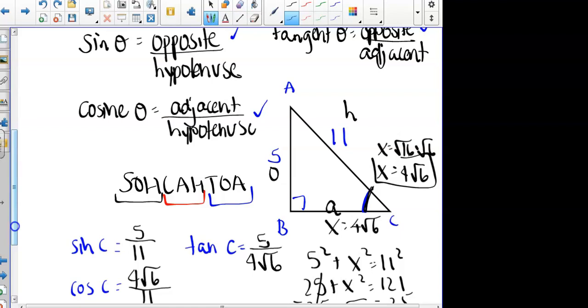Now we'll talk more about what we need to do when we have a radical in the denominator. We have to perform something called rationalizing the denominator. But for this lesson, the standard is if we can write our ratios for the sine, cosine, and tangent of an angle theta.